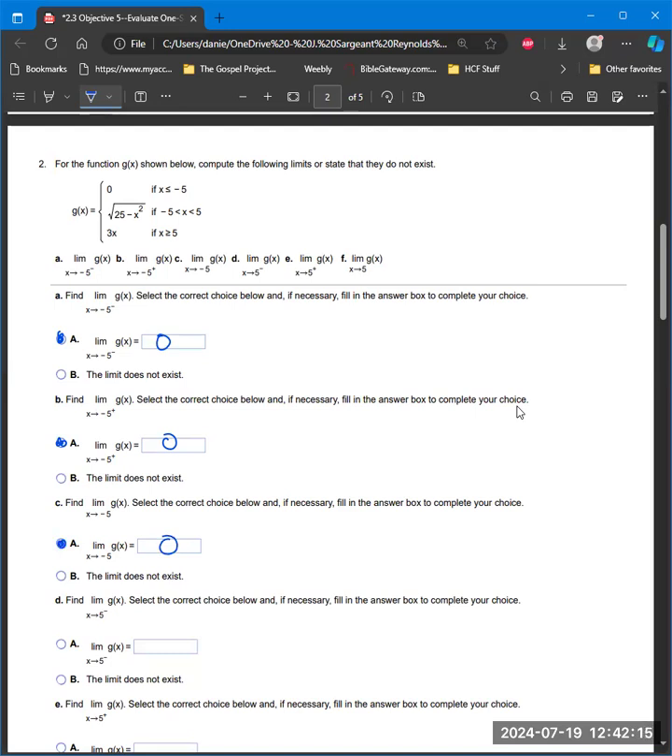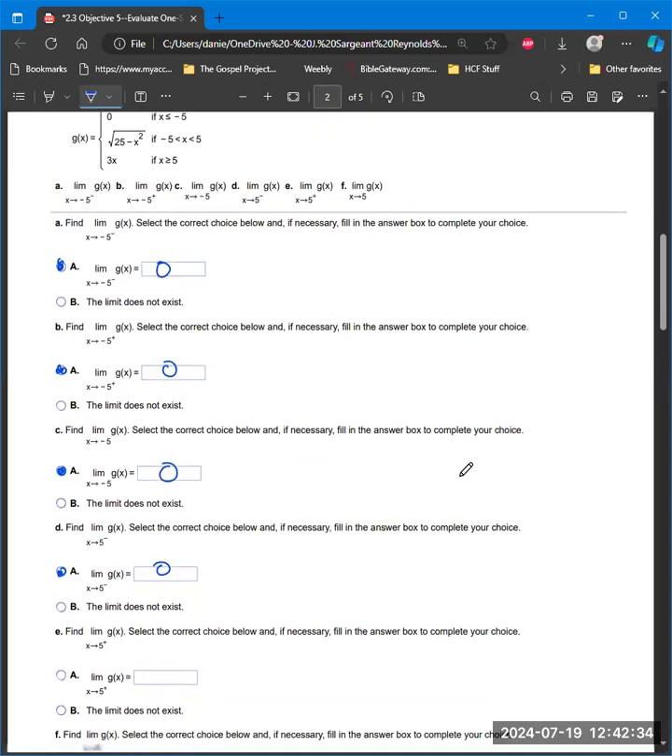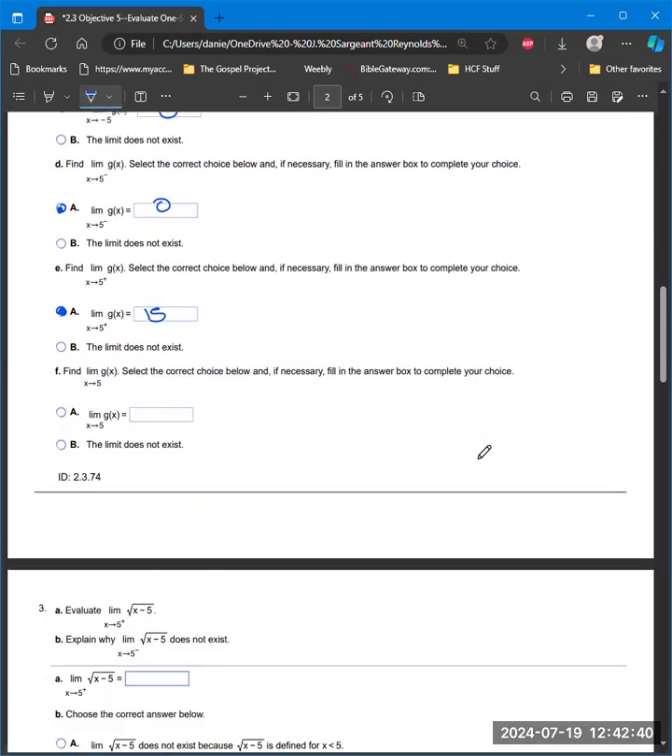Now we're going to come at +5 from the left. So stick 5 in here because we're coming from the left. 25 minus 25 is 0, and the square root of 0 is 0 there. And then come at 5 from the right. 3 times 5 is 15. That limit doesn't exist because these are different.